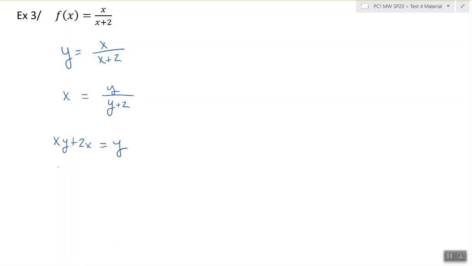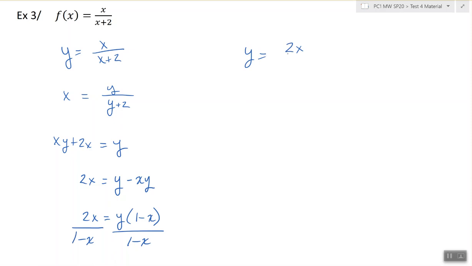And then for me to solve for y, I have to get my y's on the same side. So I'm going to say y minus xy equals 2x. Then I'm going to factor out the y so that I can completely isolate it by dividing by 1 minus x. That gives me y equals 2x over 1 minus x, and I finish by nicely labeling my function as the inverse function of f.